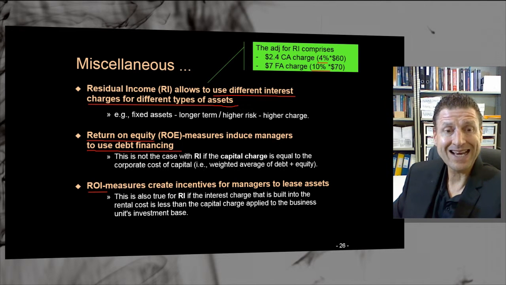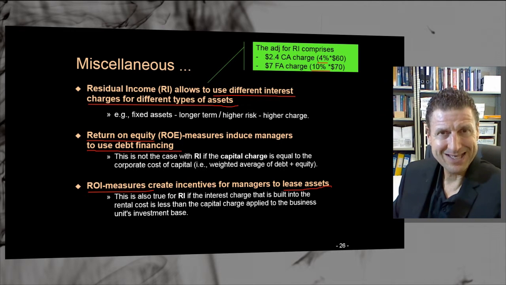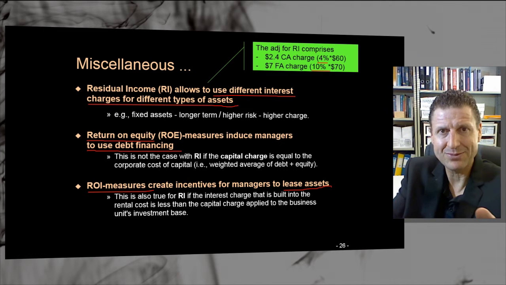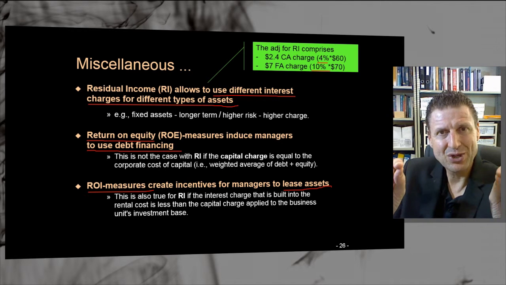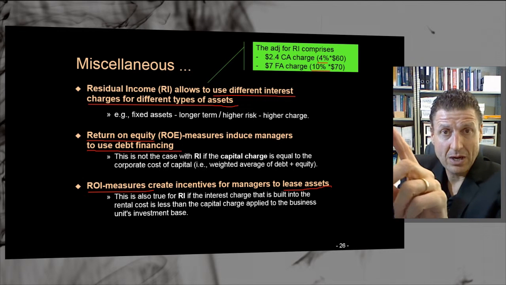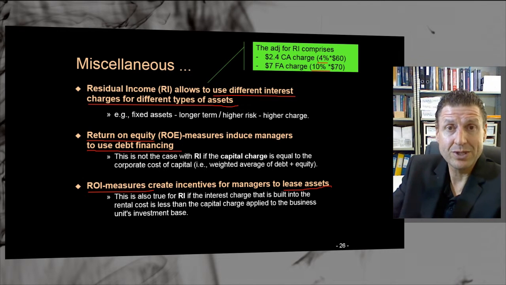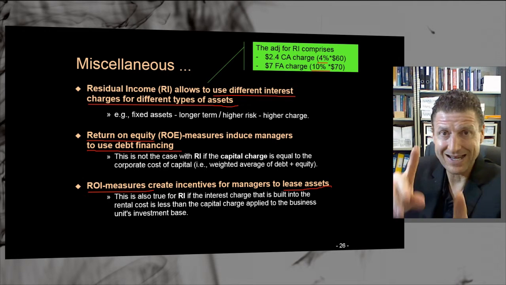Finally, return on investment measures create incentives for managers to lease assets, that is, take assets off the books. So the asset base, or the denominator, becomes less, and guess what? Your return on investment gets larger and larger. Why? You've got a higher numerator and a smaller denominator. Everything else being equal, your return on investment looks larger.